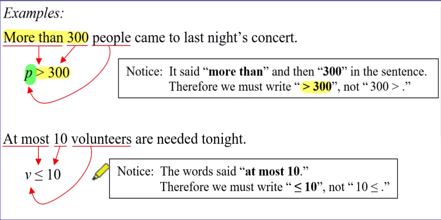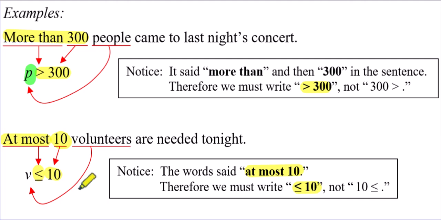Here's another one. At most means less than or equal to. Notice where the 10 is, to the right of the words at most. So it has to stay to the right. Do not put it to the left. Make sure it's to the right when it was to the right of the words that meant the inequality symbol.